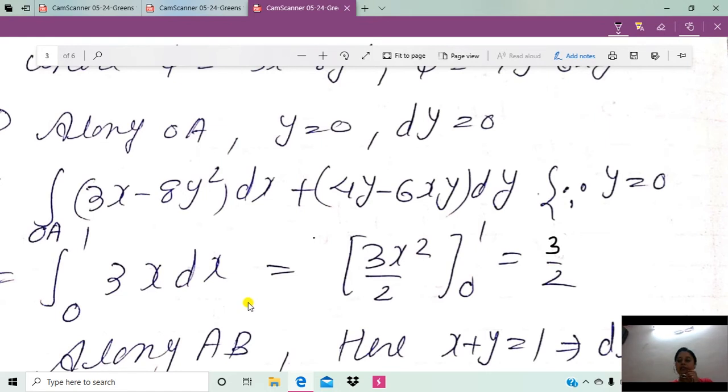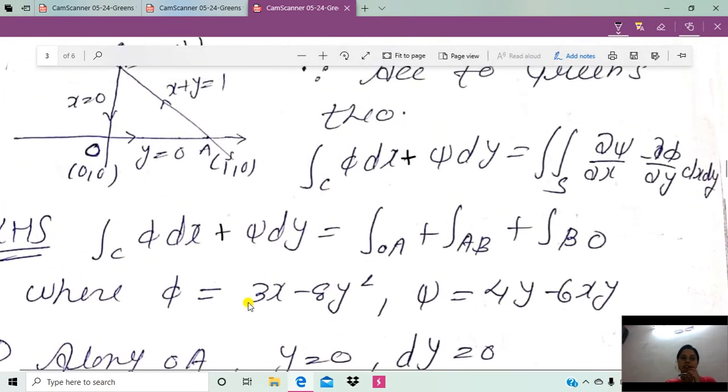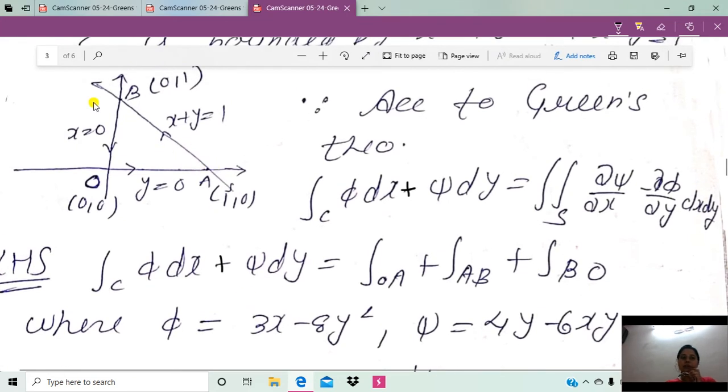And the second line is the line AB. Let's see the diagram. The line AB, whose equation is x + y = 1. Therefore in place of y we can put 1 - x, and in place of dy it will be -dx. And if we integrate with respect to x, let's check the limits of x. Here at point A the value of x is 1, and at point B the value of x is 0. Therefore the limits will be from 1 to 0.